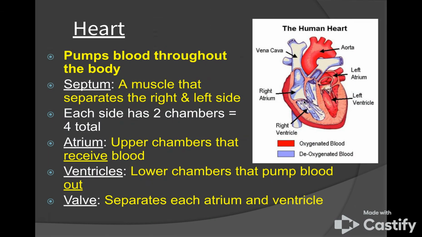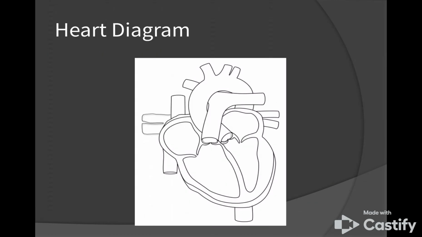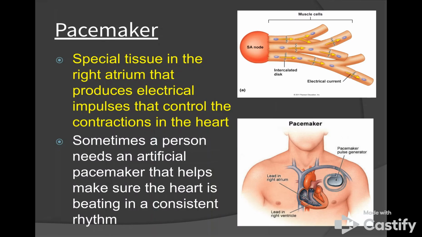The valve right here separates each atrium and ventricle. And again, this is really important to keep blood moving in the right direction. When your heart squeezes as it contracts, some of that blood might go backwards unless there's a valve there to stop it. So we want to make sure all the blood has a one-way flow through the heart so that it goes to the right spot in the body. We're going to come back to this heart diagram later. You're not expected to memorize it, but it's good to become familiar with it.